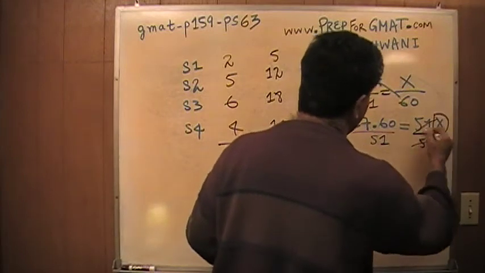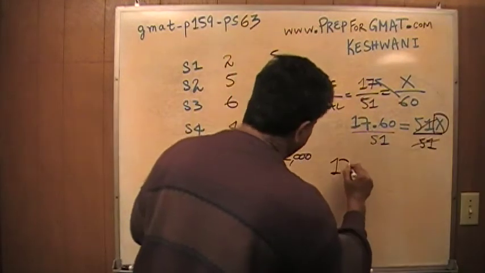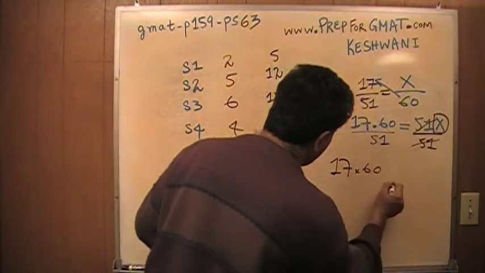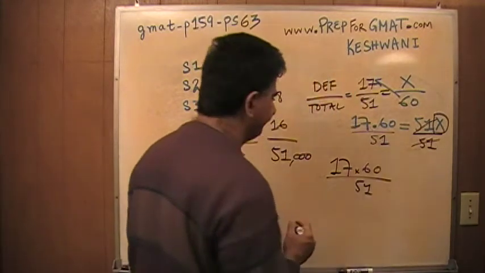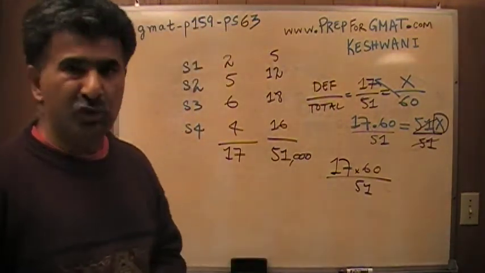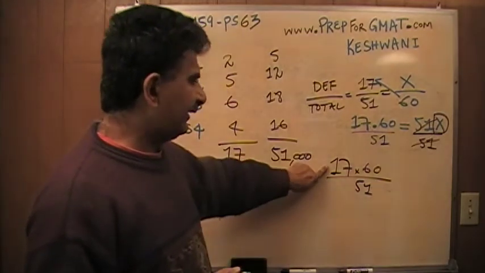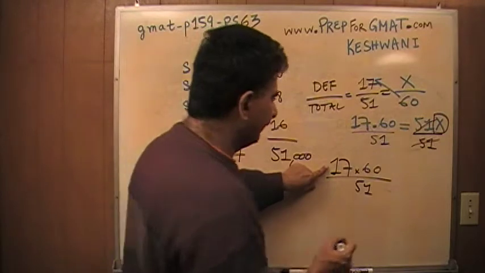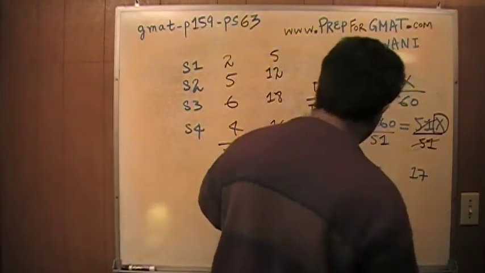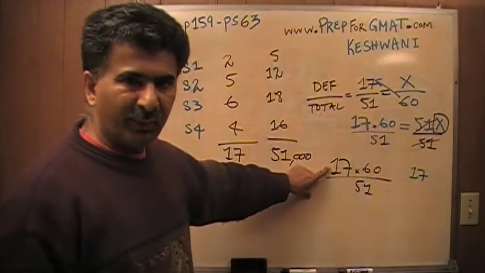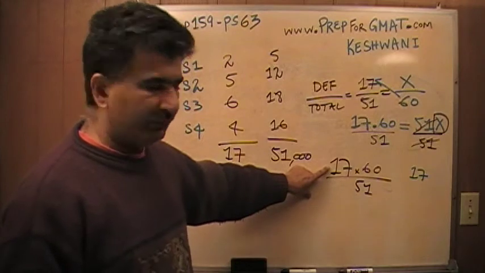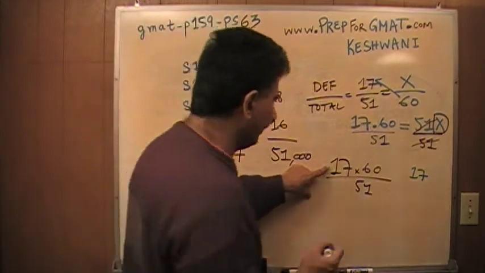So x would equal 17 times 60 over 51. Does anything go into anything? Usually something does go into something. Start taking multiples of 17. It's going to be more than 2 obviously, because this is less than 20, and 20 times 2 is less than 40. So I'm going to try 3 and see what happens.